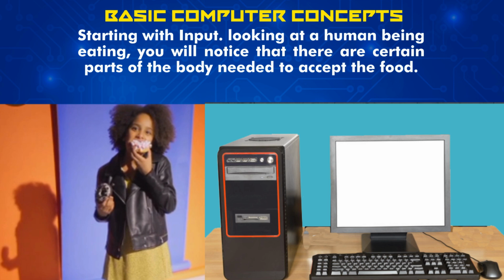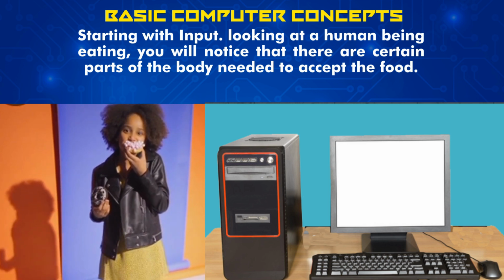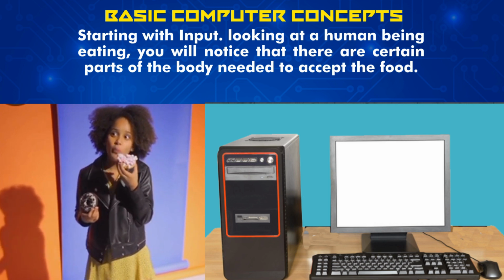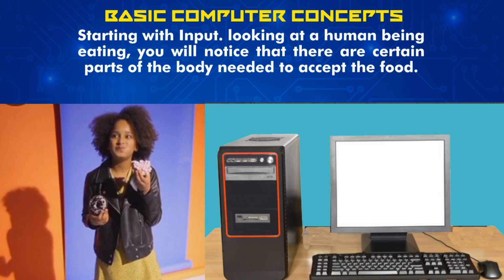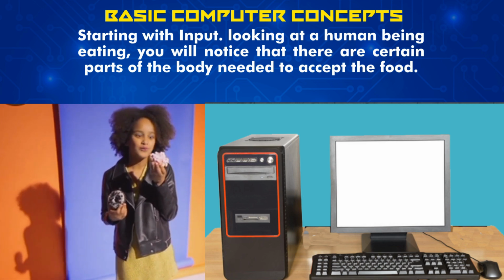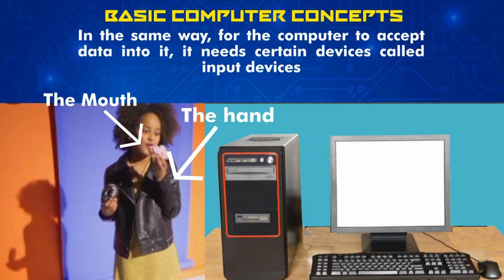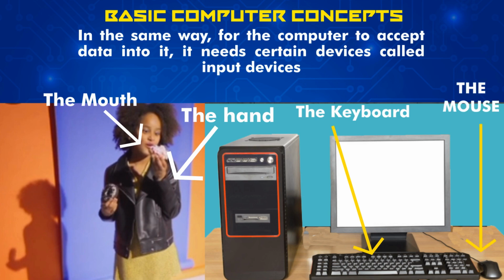Looking at a human being like this young person eating, you will notice that there are certain parts of the body needed to accept the food. Can you mention 1 or 2? I know you've noticed the hands and the mouth. In the same way, for the computer to accept data into it, it needs certain devices called input devices, like the keyboard to type in data and the mouse to click and enter commands.